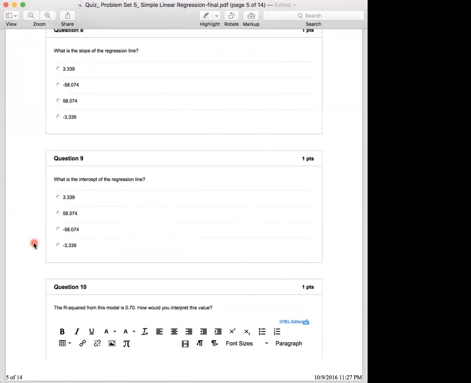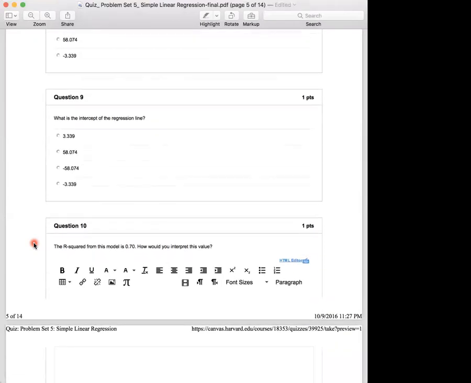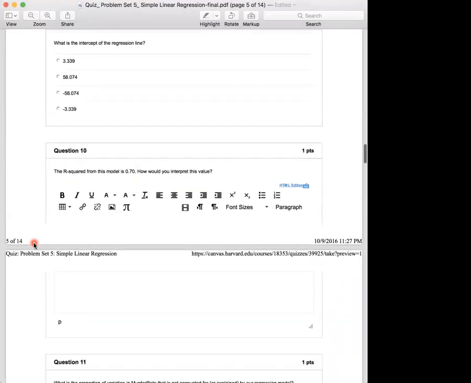The intercept is 58.074. And what does that mean? It tells us that the expected murder rate when there are no elderly people is 58.074 per 100,000 people.